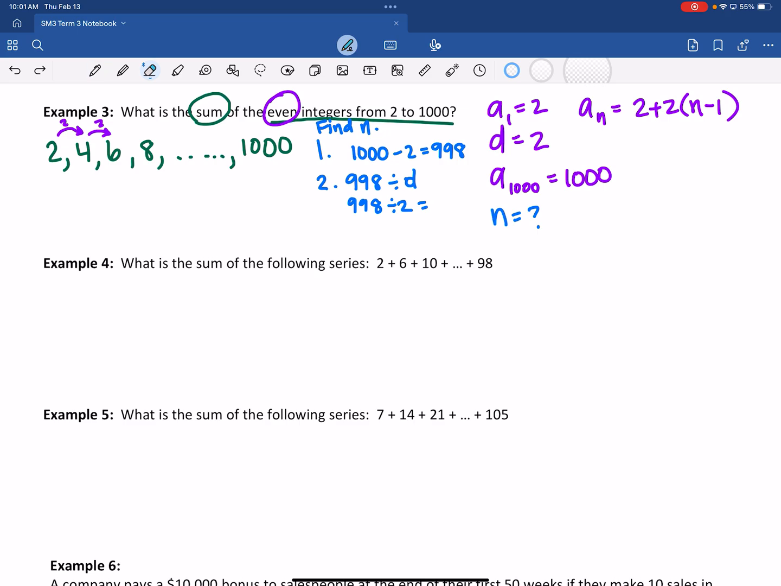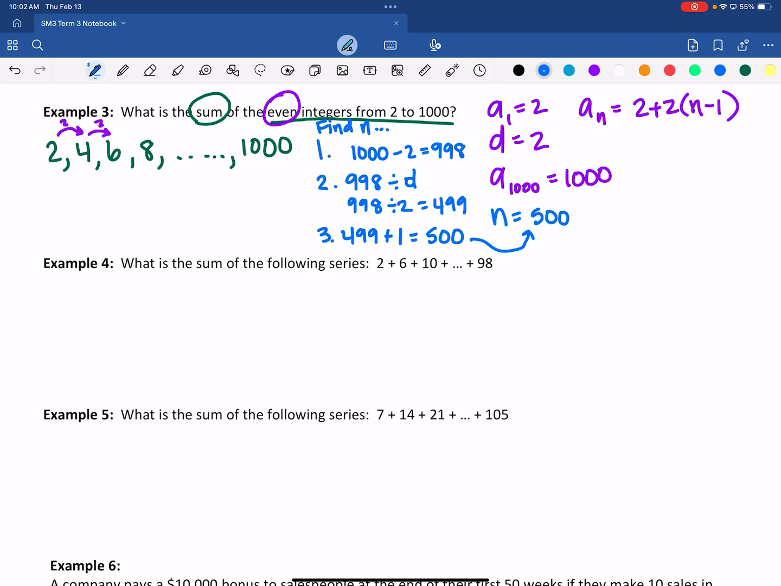That's almost the key number. Someone with a calculator, 998 divided by 2. 499. Okay. And then you're going to take 499 plus 1. Wait, why plus 1? That's just the method all the time. So your n is 500. There are 500 numbers in that list.